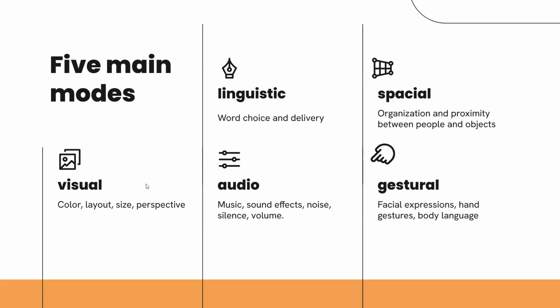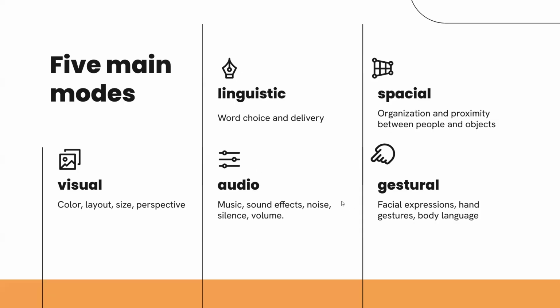Then we have the visual mode. In visual, we have many different things. We can have colors that we use. If we use a lot of red, if we use a lot of white, if we use a lot of yellow, things like that. If we use a lot of light, if we use a lot of dark, all of those things have meanings that we can read. The size of things, the perspective of things, if we're looking at things from below, from above, at eye level, if we're looking at things very, very closely, those all have an interpretation. Those have a reading of the thing.